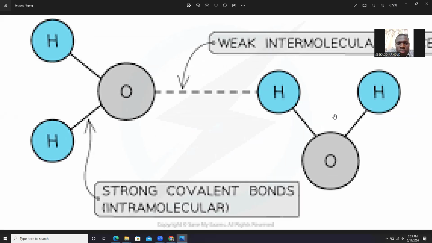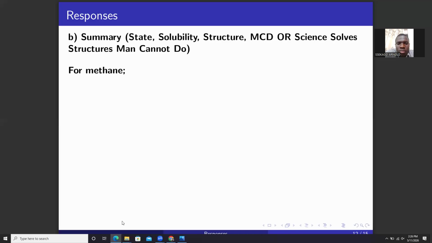The only difference is in the forces of attraction and the nature of the substance you are dealing with. Liquids and gases have simple molecular structure. Colleagues, don't forget that. Graphite, diamond, and sand are the only ones at this level which have the giant covalent structure. In this case, methane is a gas. Therefore, methane also has a simple molecular structure.